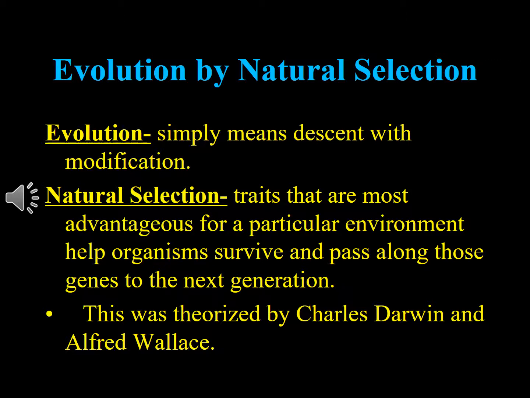Evolution by natural selection is one of the most important things you will learn about biology, and if you don't understand it, it makes it very difficult to understand this whole course. It's a very simple concept where having the most advantageous, or sometimes students say best, trait for an environment will help you survive and then pass those genes on.